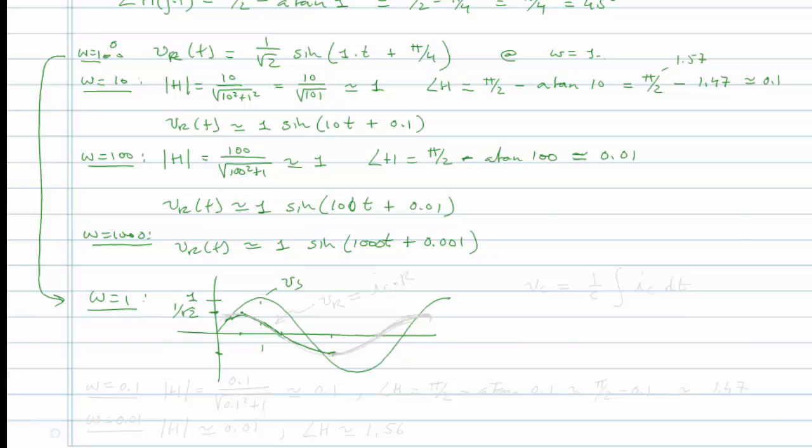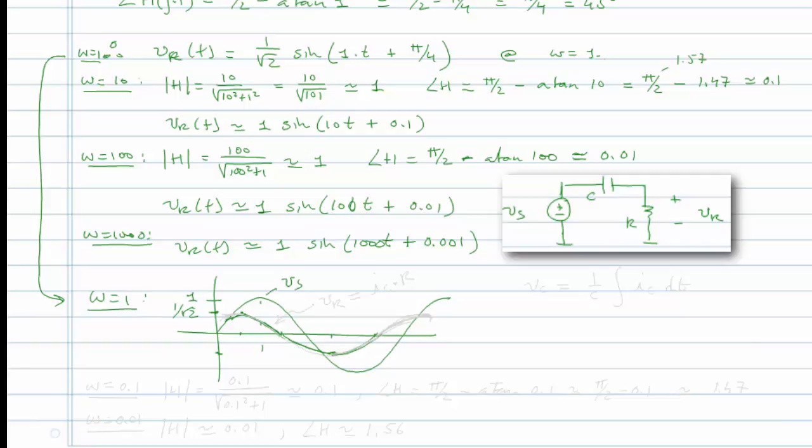And so the voltage on the resistor is actually finding its way to a peak before the input voltage finds its way. All right, so this is VR.